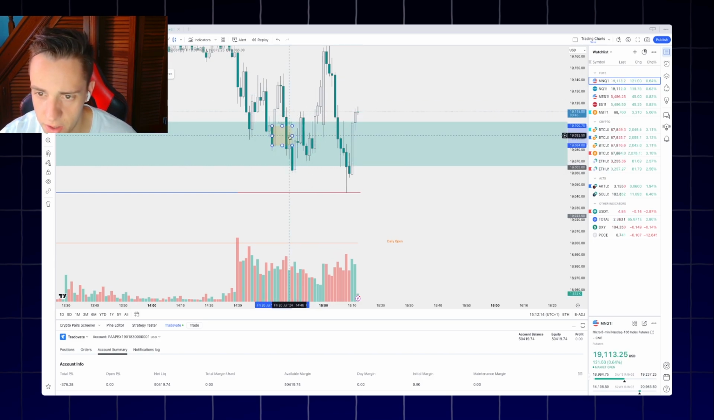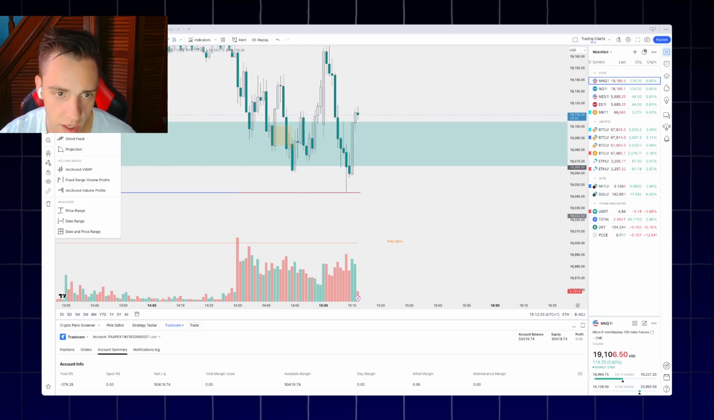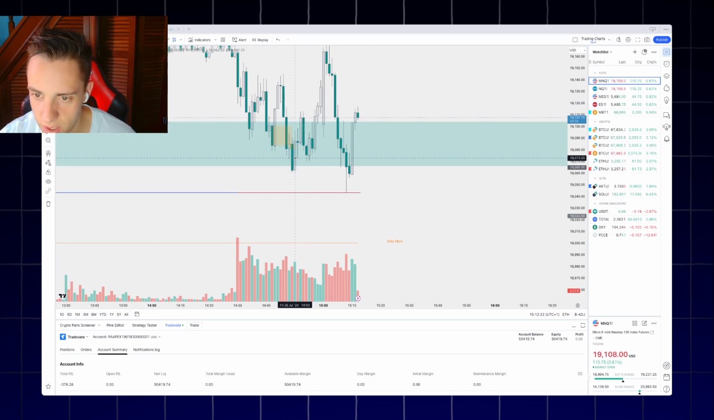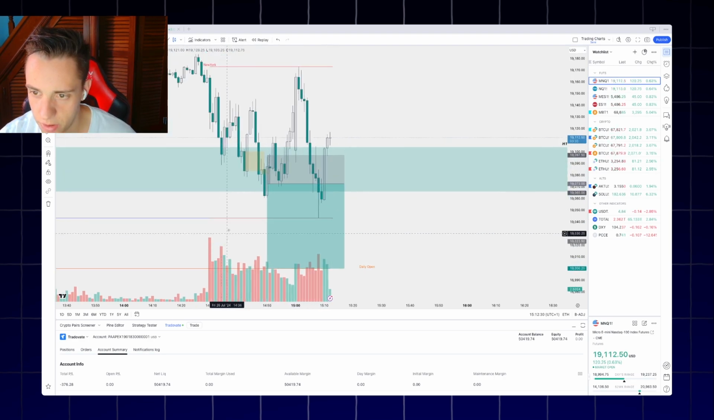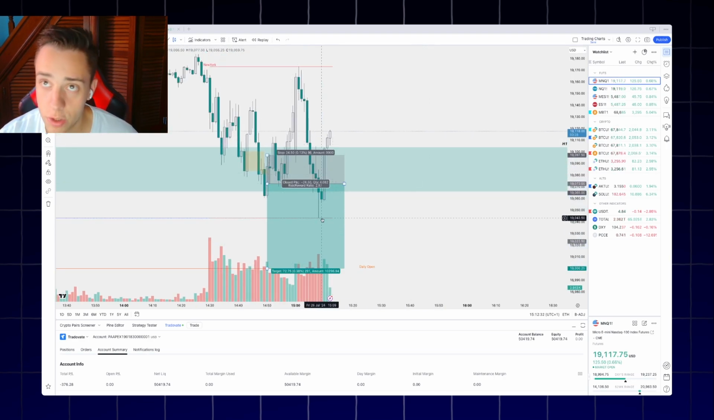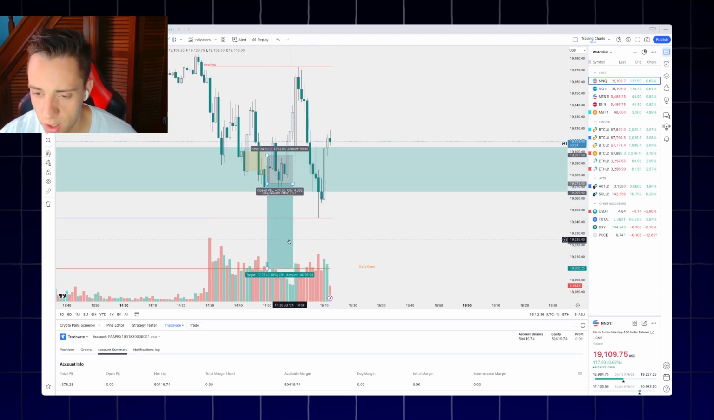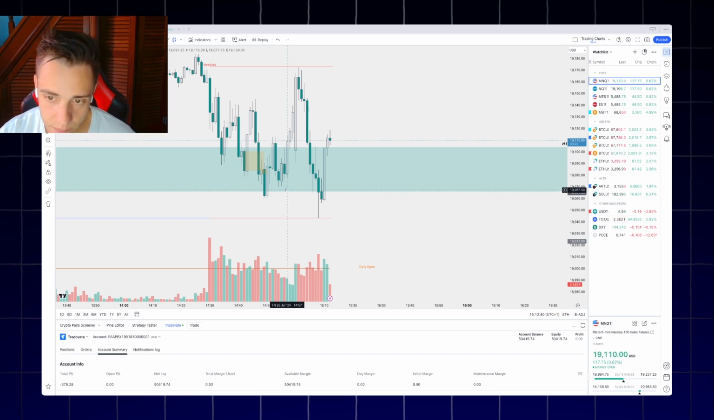So I didn't enter right here. I waited for an order block to form, which was this one right here, this small one, and I put my entry at the wick, with the stop loss slightly above it and my TP around the daily open. So this was my full R trade. This was 250 that I lost, so that's minus 1 R.